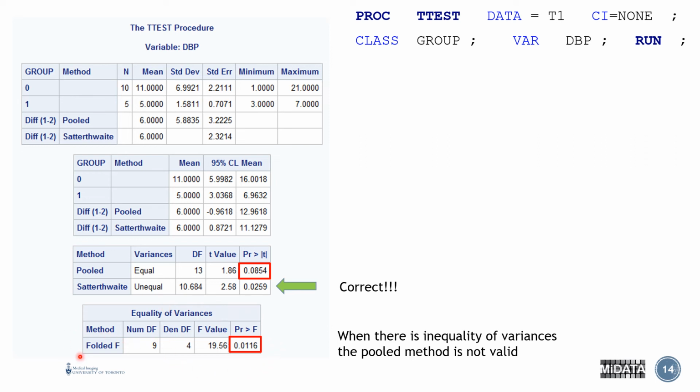And you'll see here, using the folded F, which is the method we'll talk about a little bit later, this p-value is significant. So that means that there is a significant difference in variance between the two groups. In this case, when there is inequality of variances, the pooled method is not valid. It introduces bias. And in that case, you should consider the Satterthwaite method, which is more robust and allows for inequality of the variances. And this is the p-value that you would report.